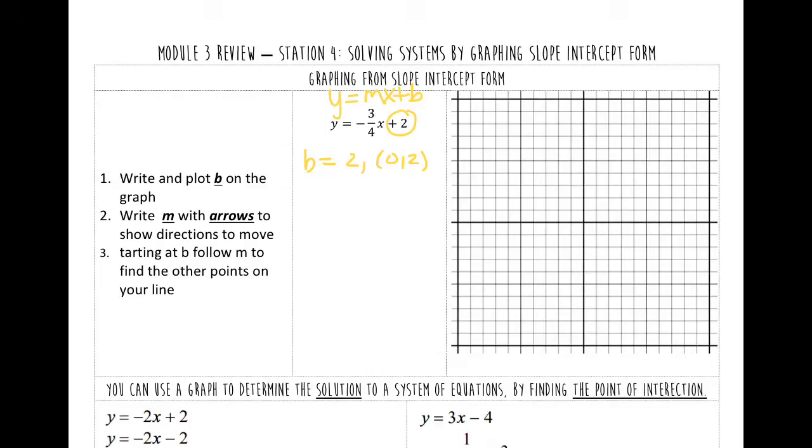So I can also plot this here. (0, 2) is right there. 0 for x, 2 for y. Remember that y is up here. X goes left and right.